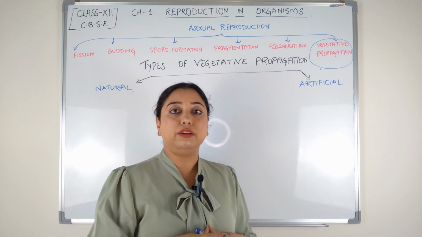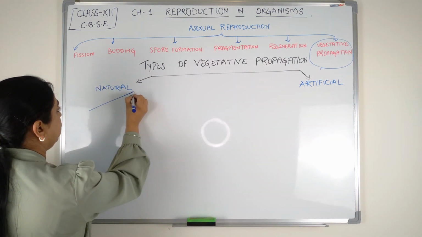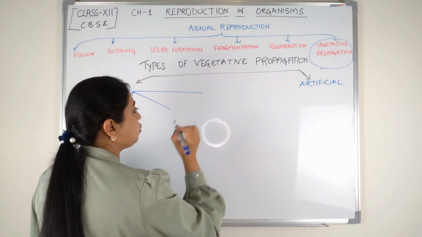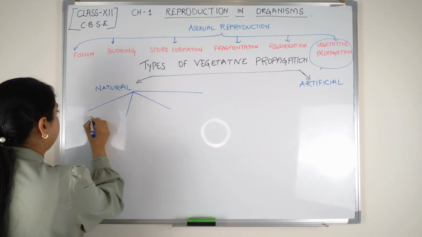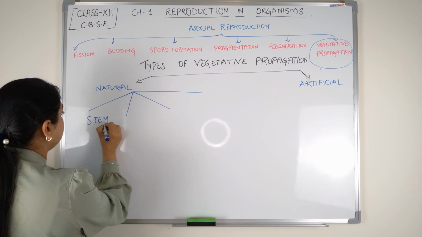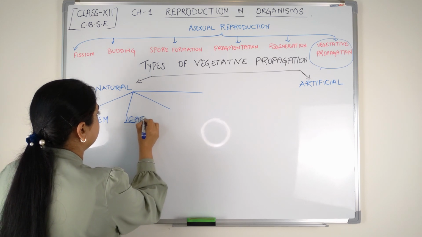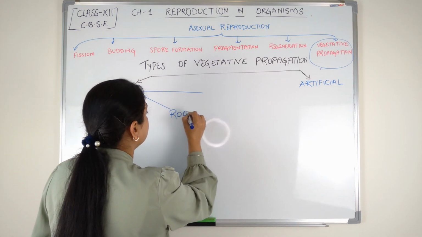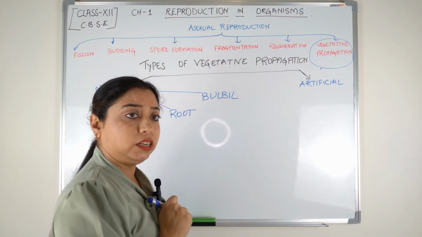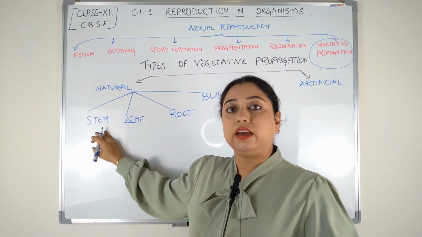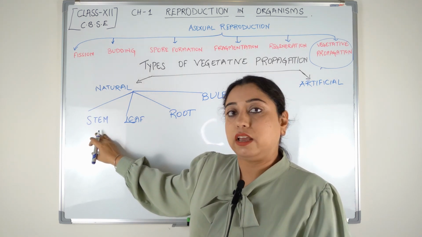Under natural, again, there are different categories on the basis of the type of vegetative propagule which is used to grow a new plant. So natural is divided into 4 categories on the basis of vegetative propagule. So the vegetative propagule can be stem, or it can be leaf, it can be root, or bulbil, right?